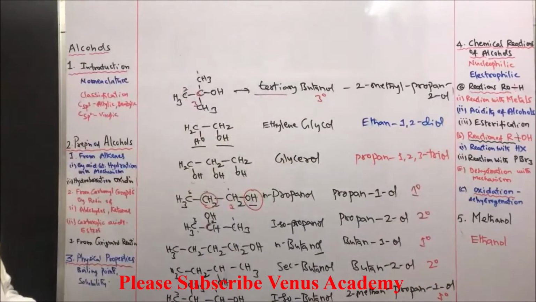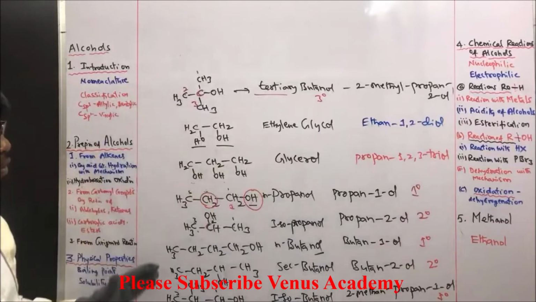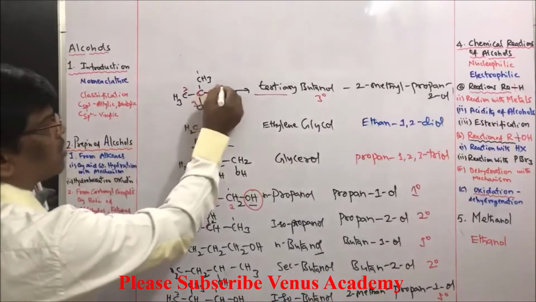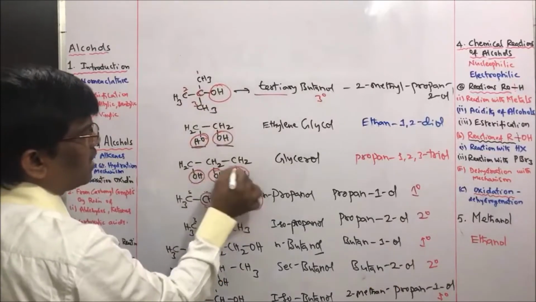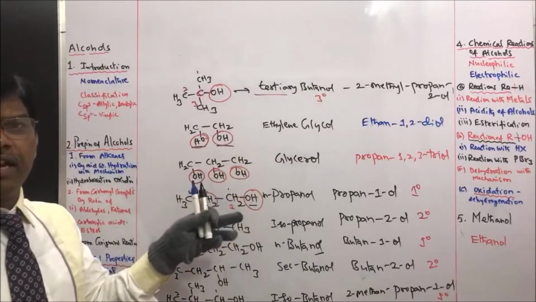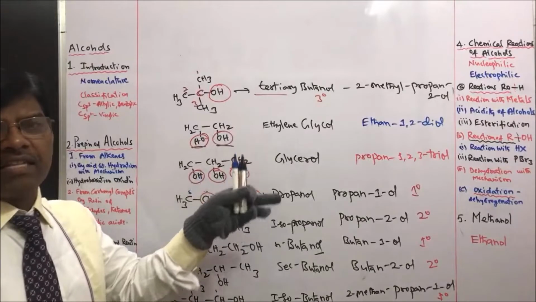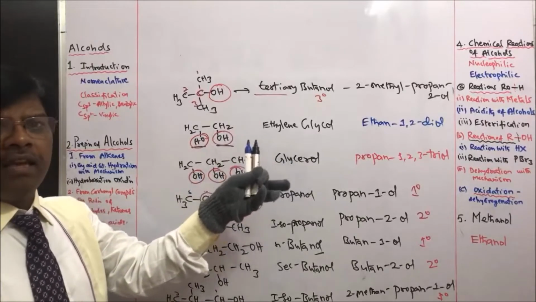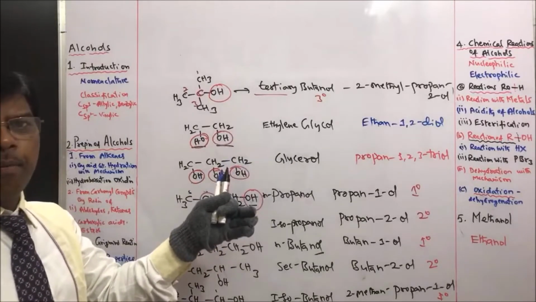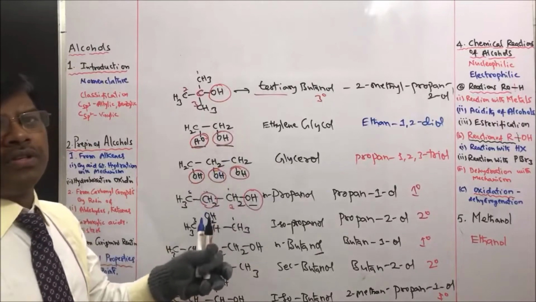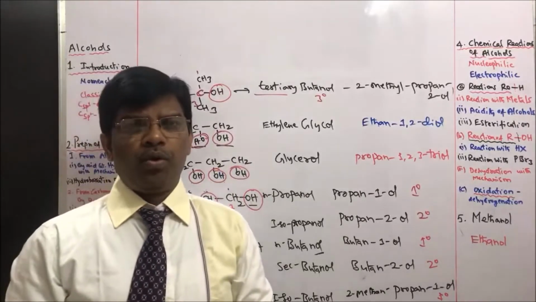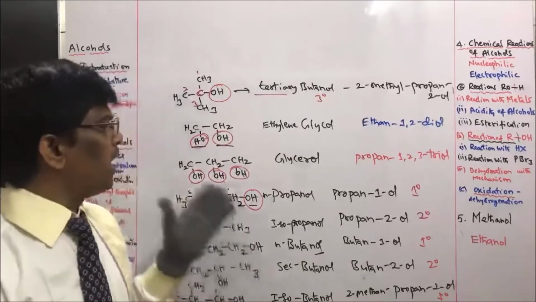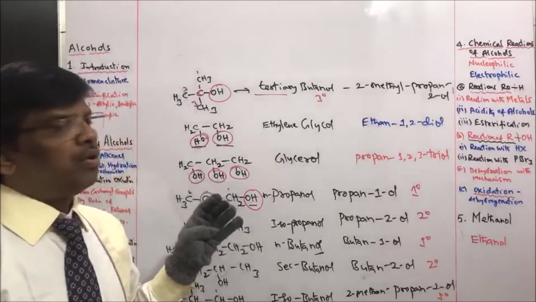Yes students, so all these compounds have hydroxy groups. This is also a hydroxy group: dihydroxy, trihydroxy. More than trihydroxy, you can name it as tetrahydroxy or pentahydroxy. But more than that, you can say polyhydroxy compounds. Right? So polyhydroxy compounds, for example glucose, sucrose, carbohydrates, will have polyhydroxy groups.